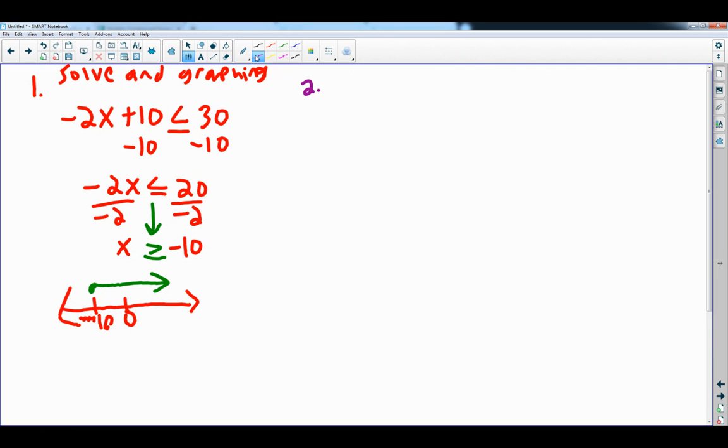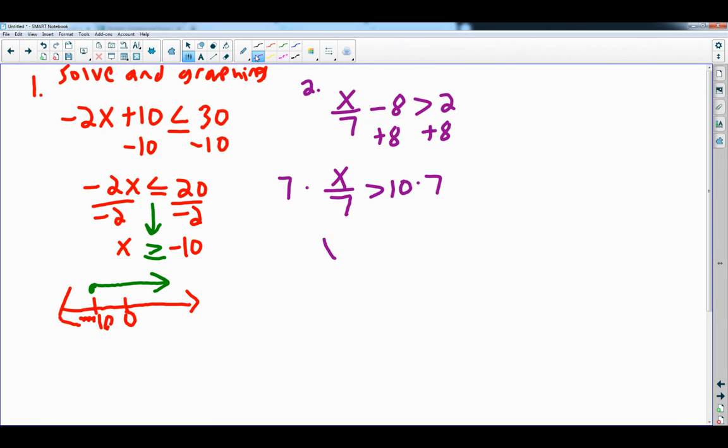All right, number 2, we have x over 7 minus 8 is greater than 2. Okay, so we're going to start off. We're going to add 8 to both sides. We'll get x over 7 is greater than 10. And we're going to multiply both sides by 7, and we'll get x is greater than 70.